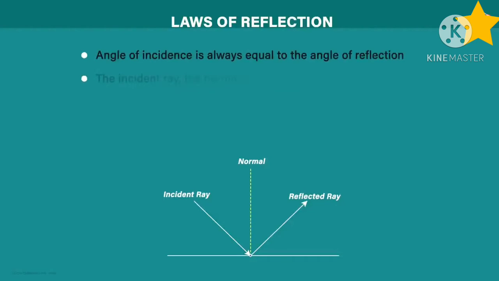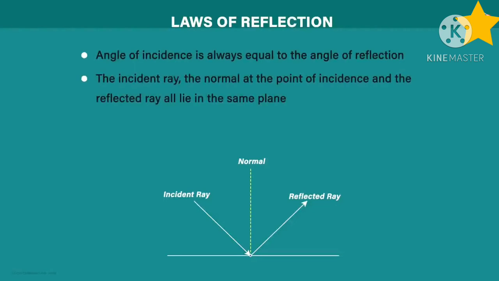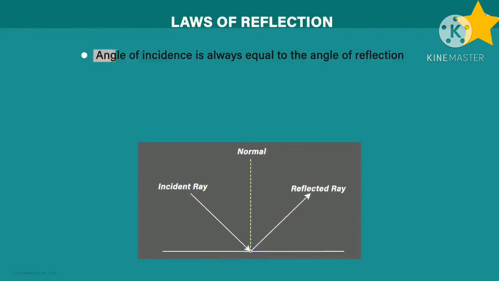Here we see two laws of reflection. The angle of incidence is always equal to the angle of reflection. The incident ray, normal, and reflected ray all lie in the same plane. The first one is: angle of incidence is always equal to angle of reflection.